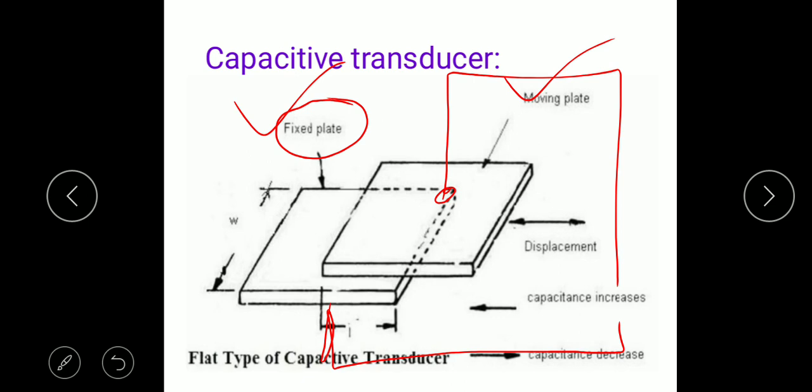I hope you all got the idea about this. Now the advantages and applications. The advantages are: it is easy to use, it is movable, the cost is low, it is inexpensive, and so on. So this is all about the advantages of the capacitive transducer.